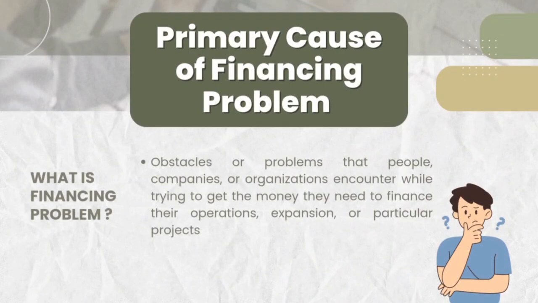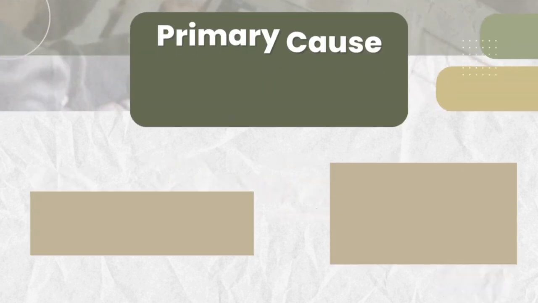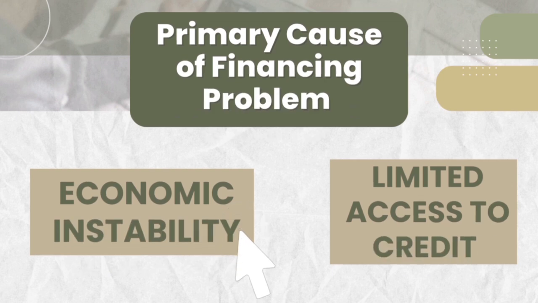Next is primary cause of financing problem. Before we go any further, let's see what a financing problem is. Financing problem is obstacles or problems that people, companies or organizations encounter while trying to get the money they need to finance their operations, expansion or particular projects. There are many causes of financing problem. However, today we are just going to talk about two of them, which are economic instability and limited access to credit.